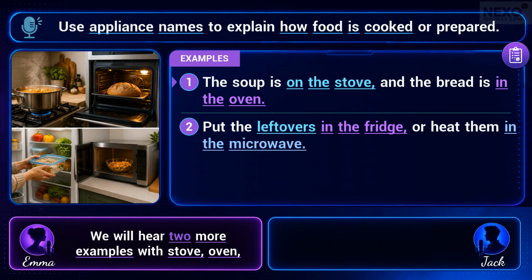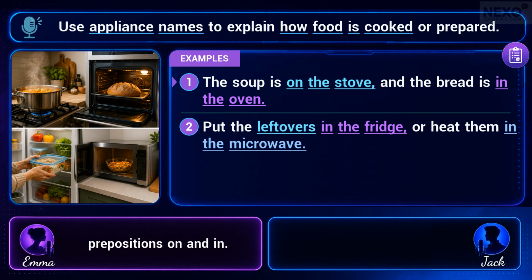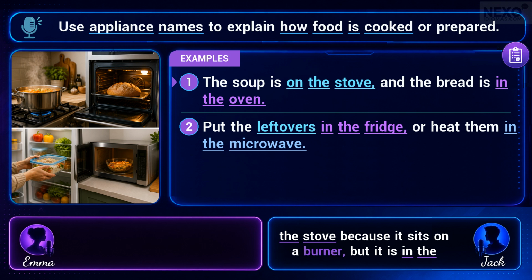We will hear 2 more examples with stove, oven, microwave, and fridge. In example 1, listen for the prepositions on and in. That small difference matters. Food can be on the stove because it sits on a burner, but it is in the oven because the oven surrounds it.